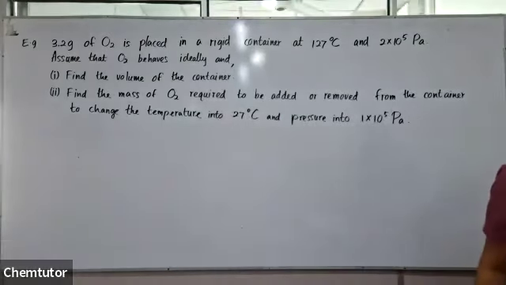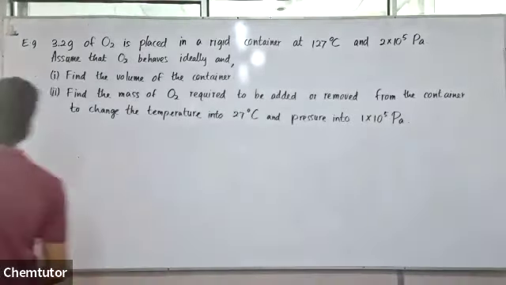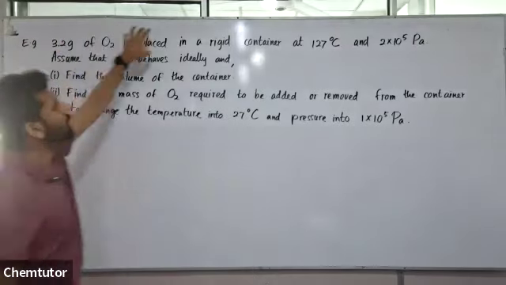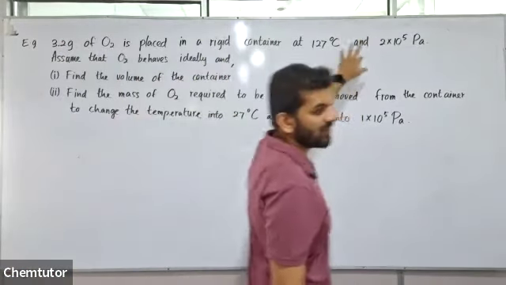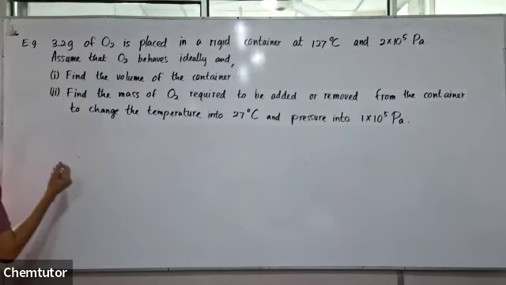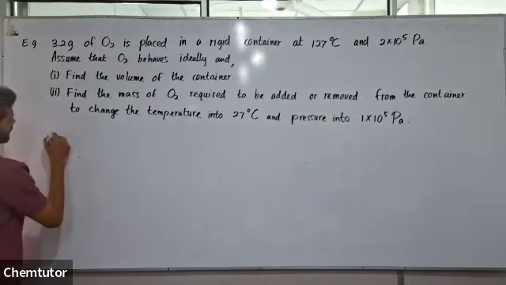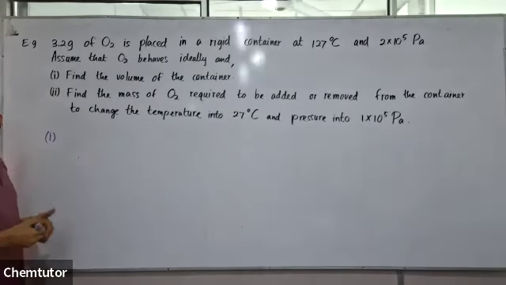Find the volume of the container. Right. So we have been given the mass. It is placed in a rigid container at 127 degrees Celsius and 2 into 10 power 5 Pascal pressure. So we're going to find out the volume. To apply the ideal gas equation, that is PV equals nRT, we need the number of gas molecules.